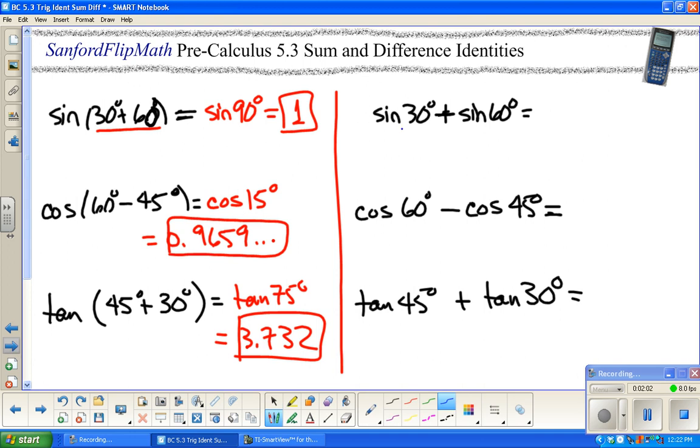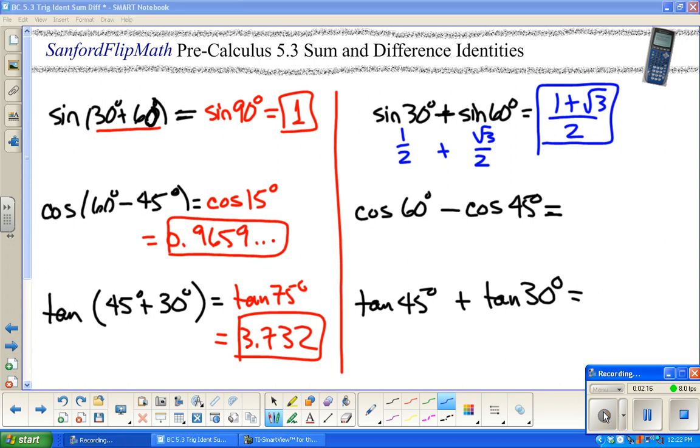Sine of 30 is 1/2, sine of 60 is square root of 3 over 2. Add those together and you get 1 plus the square root of 3 over 2. That's great. Which is, if you want the decimal approximation, 1.366.